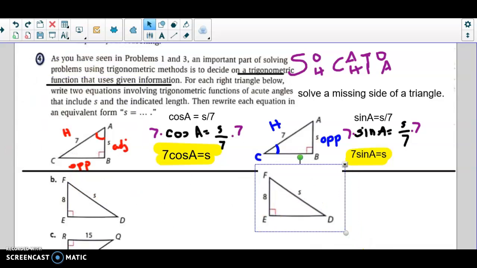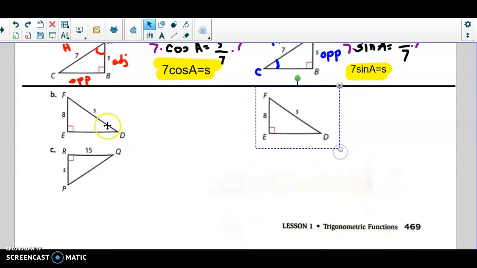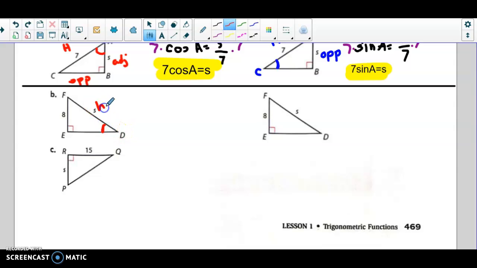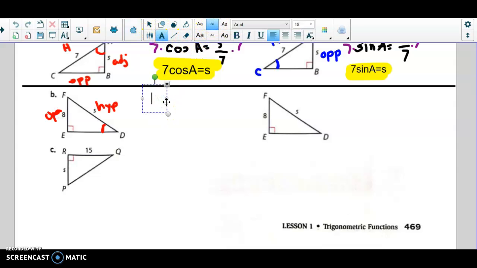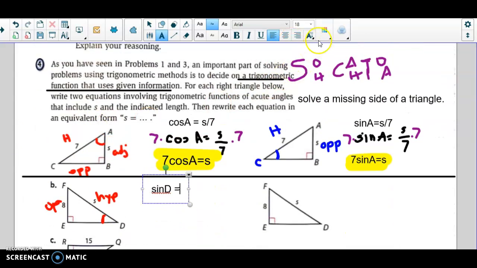So for our first angle, let's just go in alphabetical order. So let's look at D first. D comes before F. So this is our reference. If we were to label, this is our hypotenuse, and 8 would be what? Our opposite. So which trig function uses the opposite and hypotenuse? It's going to be this one. Sine of the angle, because sine is opposite over hypotenuse. So SOH CAH TOA, right? Sine, opposite over hypotenuse.